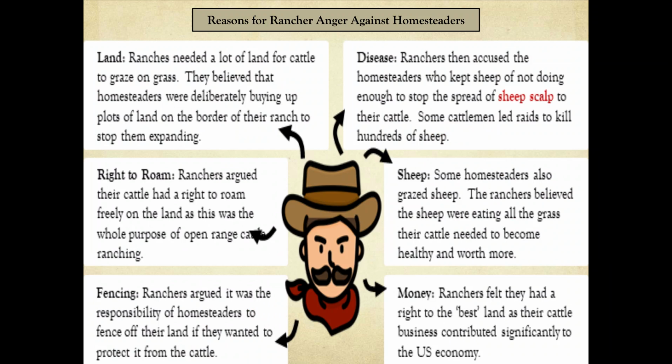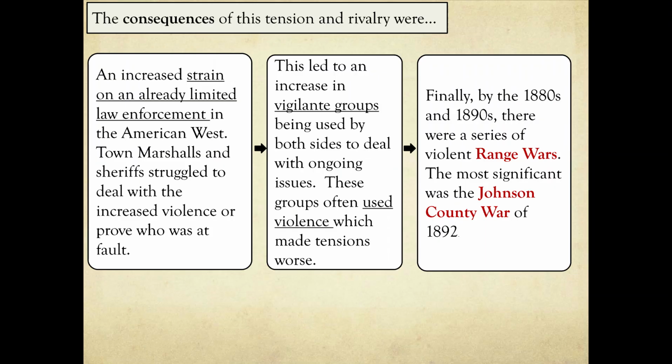Disease. Lots of ranchers accused the homesteaders, because they kept sheep, of not doing enough to stop the spread of sheep scab, which could kill their cattle. Some cattlemen led raids to kill hundreds of sheep. The sheep that the homesteaders had ate the same grass as the cattle, which meant that there was less food for the cattle barons' cattle. Money. Ranchers felt they had a right to the best land as their cattle business contributed lots to the US economy. Consequences of this tension, basically it leads to range wars, vigilante groups being used by both sides, and a strain on the law enforcement agencies.